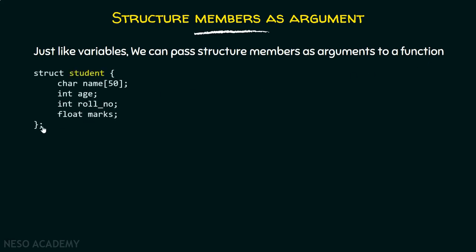For example, here I am considering this structure, which we have already seen. This struct student consists of 4 different members. One is the name of the student, the other is the age, then the roll number, and finally the marks of the student.